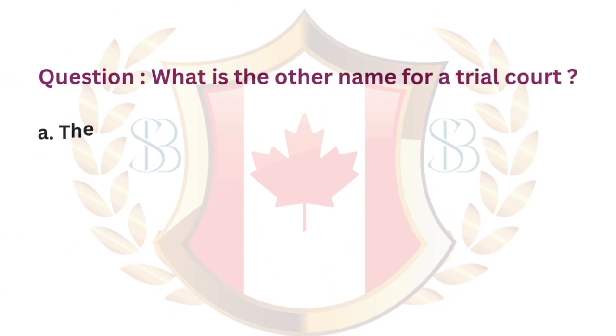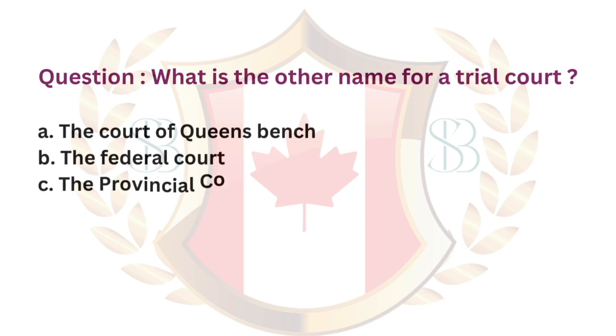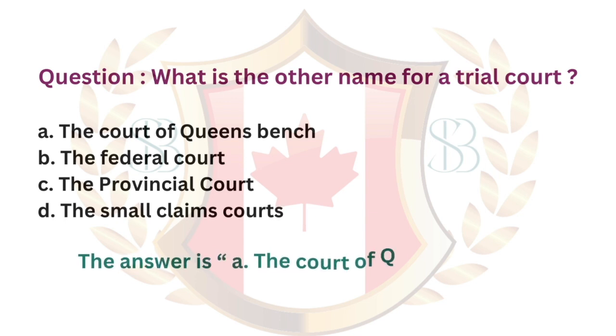Question. What is the other name for a trial court? A. The Court of Queen's Bench. B. The Federal Court. C. The Provincial Court. D. The Small Claims Courts. The answer is A. The Court of Queen's Bench.